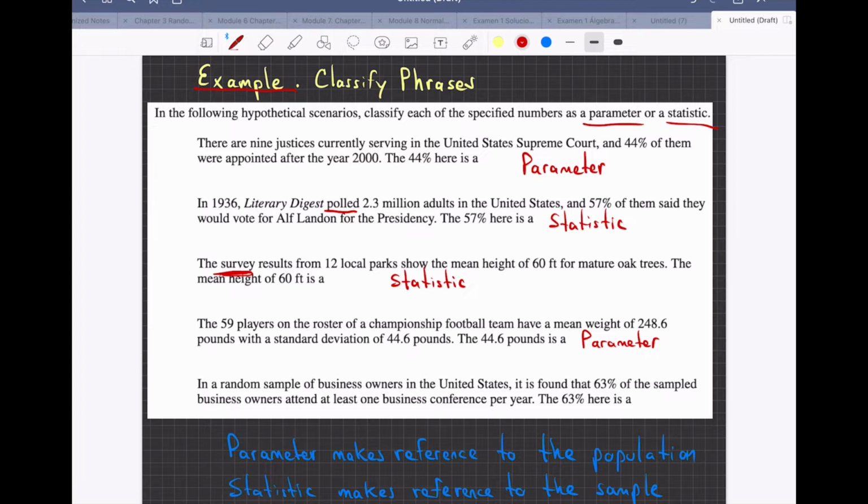Next, in a random sample of business owners in the United States, it is found that 63% of the sample business owners attend at least one business conference per year. The 63, well, it's using the word sample, so for sure this is going to be a statistic.